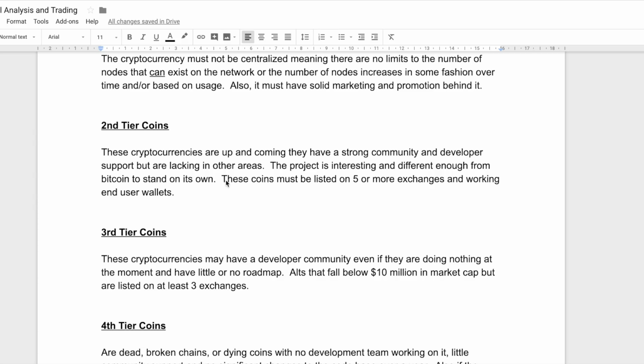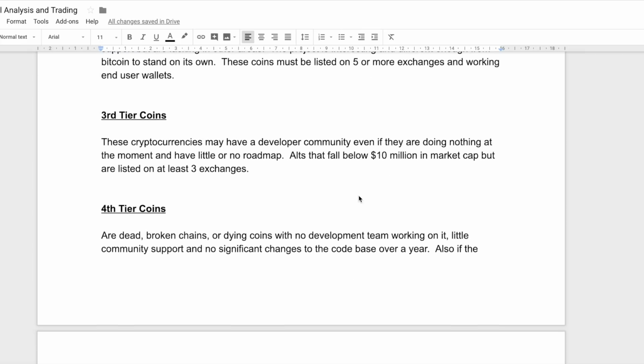So a second tier coin, for me, is missing the marketing piece. Maybe it's not well marketed. It's just one developer, maybe, but he's there. There's a lot of people around that are supporting the developer, and the coin has some sort of interesting feature to it that no other cryptocurrency has. Third tier coins are basically just straight up copies of Bitcoin.